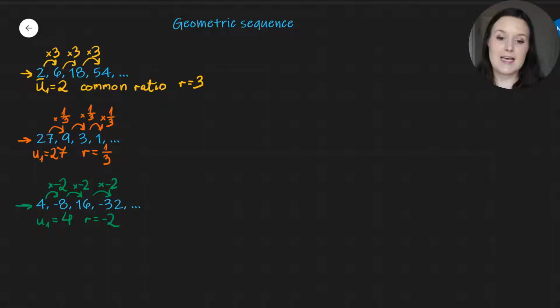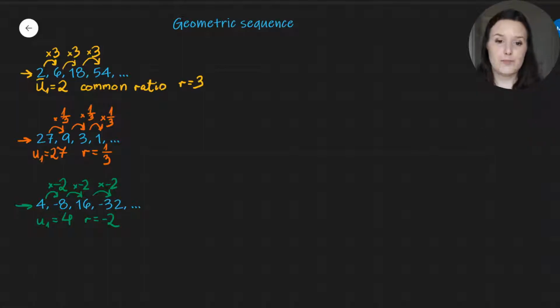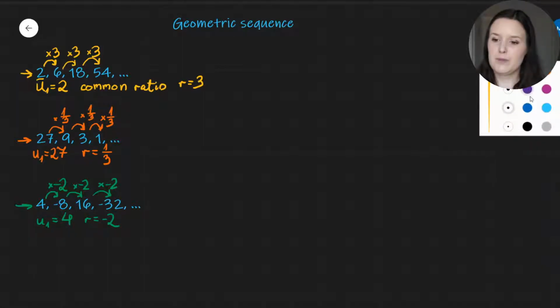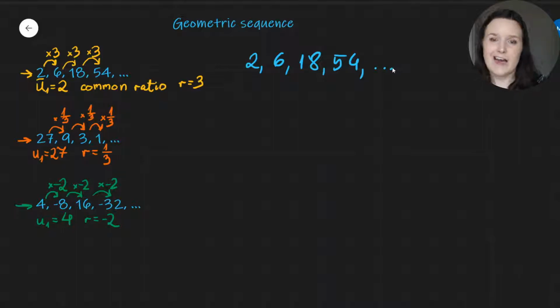Okay, let's try to figure out what the general formula will be. I will copy one of the examples one more time. Let's say the first one. It's an easy, nice example. 2, 6, 18, 54, and so on. And I need a formula because if I want to find the 100th term, I don't want to multiply by 3, by 3, by 3 till I get to 100. I would like to find a nice trick.